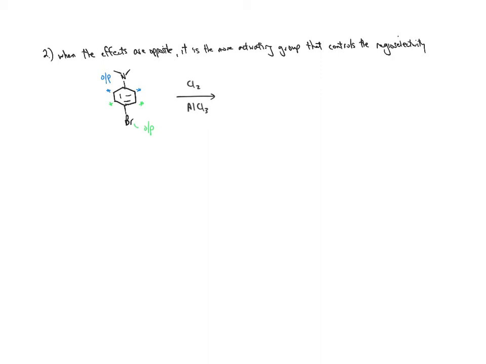And so we know that that bromine is a deactivator and that dimethylamino is an activator. And so the more activating group is the dimethylamino. And so that's going to be the one that controls the regioselectivity. And so we're going to do a substitution ortho to that group instead of ortho to the bromo.